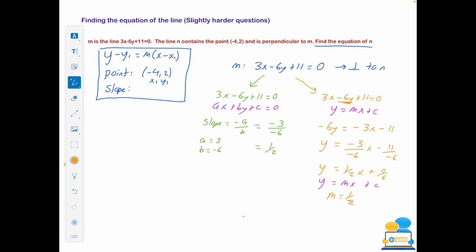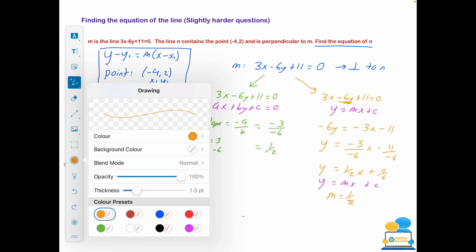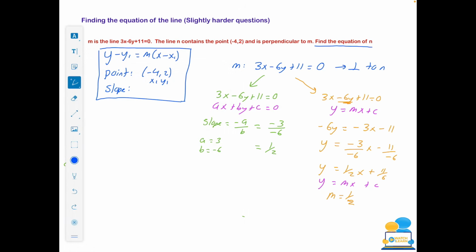So we got the same answer using both methods. Obviously this is a lot shorter, but you do need to learn off that the slope is minus a over b. Here you need your algebra to be quite strong because you're doing a lot of rearranging. But all I wanted to show there was you get the same answer both ways. So anyway, our slope of m is equal to a half.